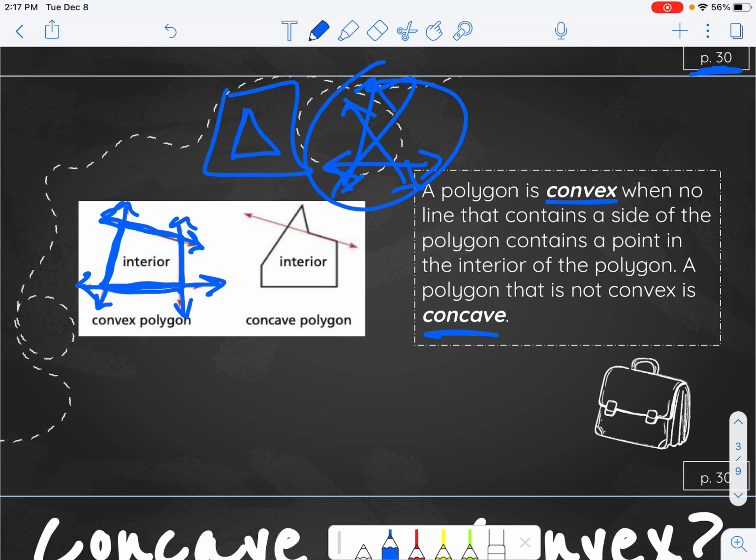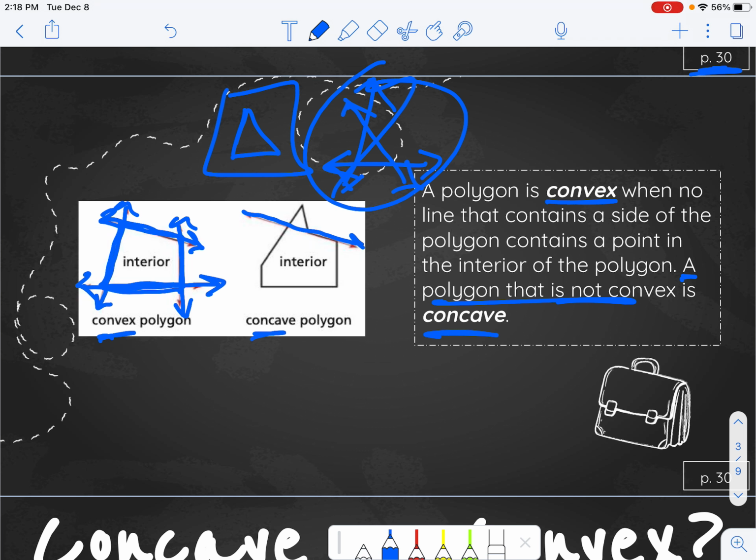So in this case, we have a convex polygon because there's no line that contains a side of the polygon which contains a point. There's not like another point of this polygon in here. It doesn't dip down and have a weird point. On the other hand, we have concave, which just means not convex, so that we have really good definition there. A polygon that is not convex is concave.